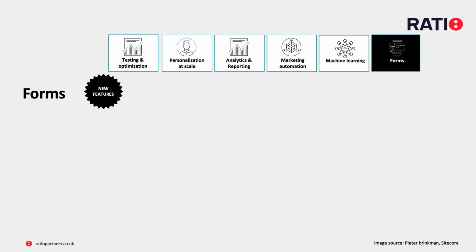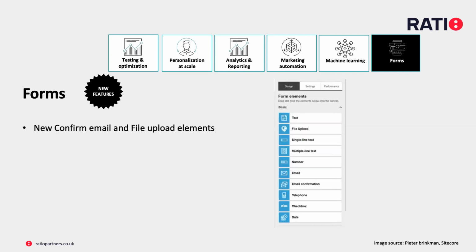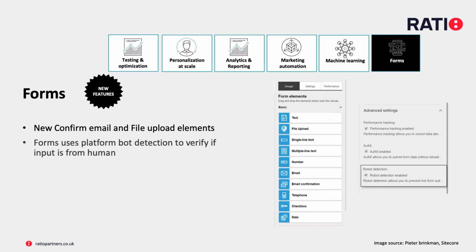So what are the new additions? We now have new elements for confirming email and file uploads. Forms can now use Sitecore's own bot detection service to verify if an input is from a human. In effect, this saves time over building in a third-party service just for detecting bots, the usual click on the screen if you see a zebra crossing. So they've built their own bot detection service into forms, which is quite useful on a day-to-day basis.